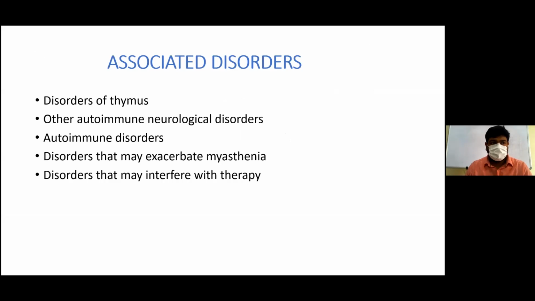Associated disorders. These include disorders of thymus such as thymoma and thymic hyperplasia. Other autoimmune neurological disorders such as chronic inflammatory demyelinating polyneuropathy and neuromyelitis optica. Certain autoimmune disorders which are associated with myasthenia gravis are Hashimoto's thyroiditis, Graves' disease, rheumatoid arthritis, and systemic lupus erythematosus. There are certain disorders which exacerbate myasthenia, which include hyper and hypothyroidism.